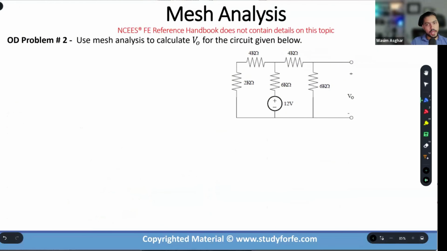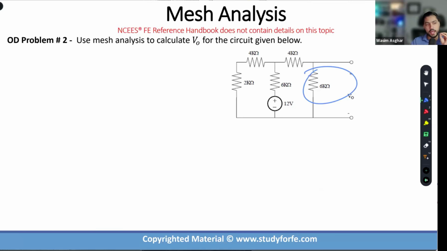Let's quickly take a look at mesh analysis, which basically deploys KVL. Now, there are a couple of things I want you to understand when it comes to mesh analysis and KVL. All right, very simple, straightforward. In this question, you are being asked to figure out the voltage across the 6K resistor.